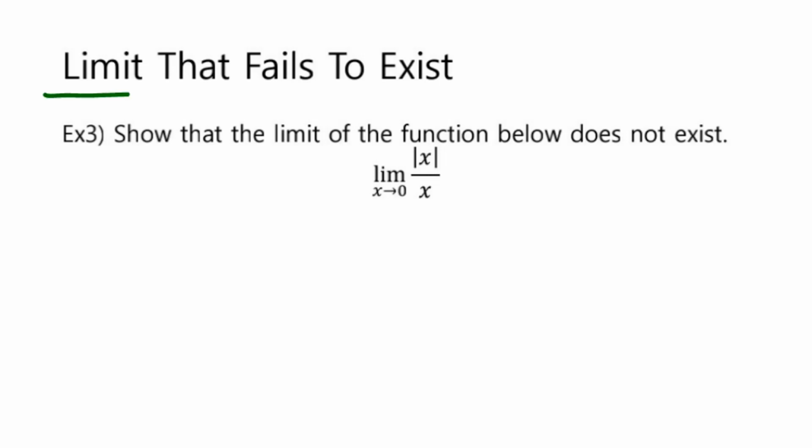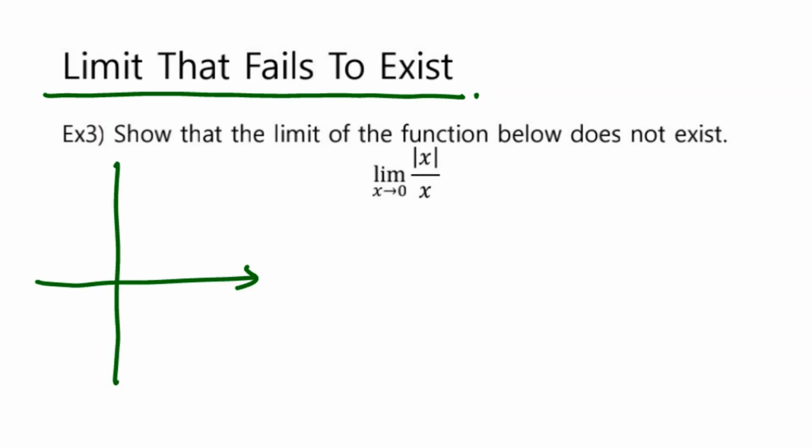So, limits that fail to exist. Example 3 says: show that the limit of the function below does not exist. I have the limit as x approaches 0 of the absolute value of x over x. To find the limit, can we graph this first?